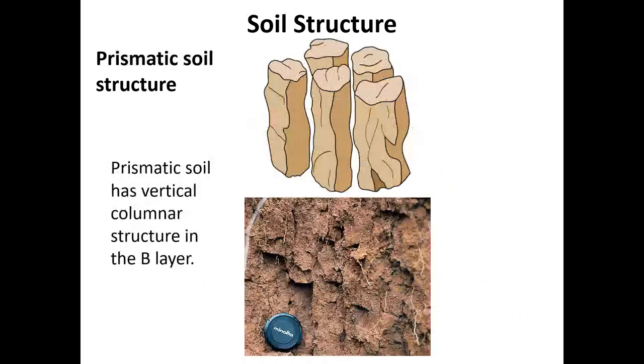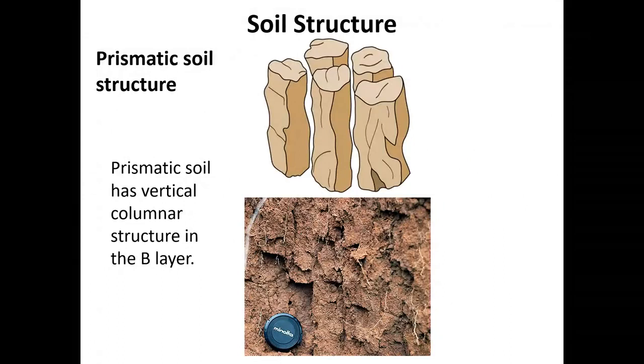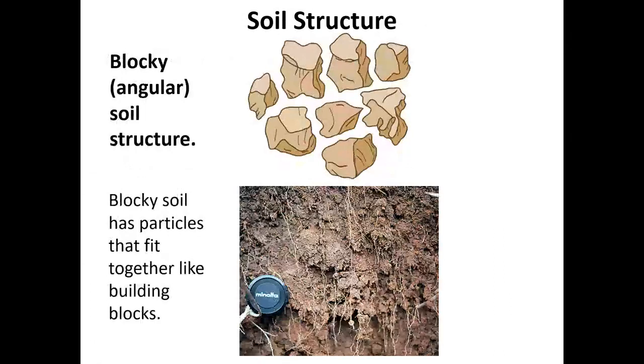Others are column-like soil structures called prismatic soil structure. That's a diagram and a photograph of a prismatic soil structure there. They have vertical columns and structure in the B layer. And then additional soil structures are blocky or angular soil structures. This is when you have blocky soils with particles that fit together, kind of like building blocks next to each other. So fairly large and irregular and angular in shape.